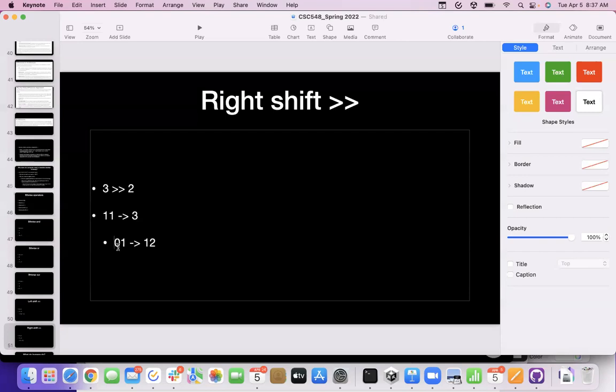How many times does 2 go into 3? It goes in 1 time. So 3 divided by 2 is 1. If I right shift it again, this one falls off the face of the earth. So 1 divided by 2, 2 goes into 1 zero times, so we're left with a 0. So right shifting is dividing by 2 each time, but it's doing integer division.